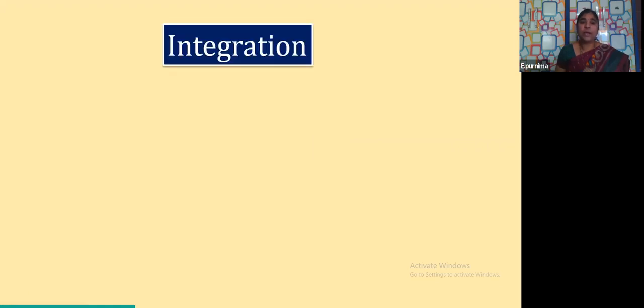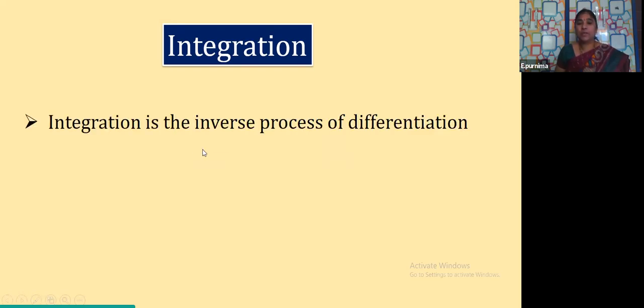So here, what actually does integration mean? Integration is the inverse process of differentiation. Already you know about differentiation. As in first year, you are more familiar, you learned thoroughly about differentiation. Now integration is what? It is the inverse process of differentiation.